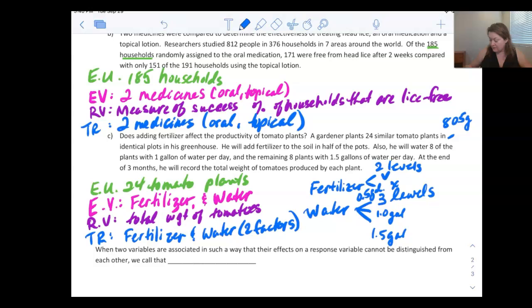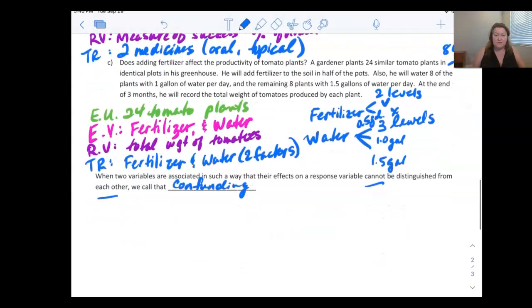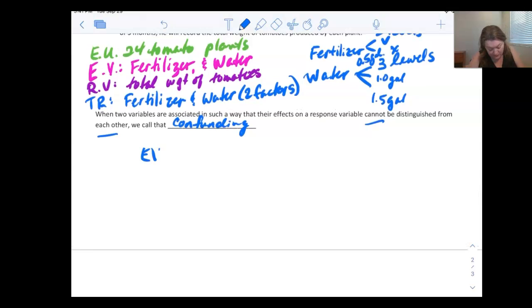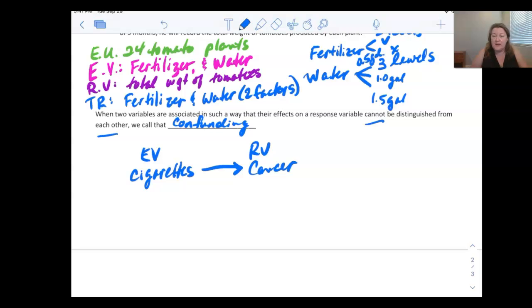All right, last thing we're going to do is when two variables are associated in such a way that their effects on a response variable cannot be distinguished from each other, we call that confounding. So let's give you an example so you know what the word confounding means. A while back there was a humongous court case about whether tobacco products, specifically cigarettes, cause cancer. So the explanatory variable was, do cigarettes cause cancer? Response variable, cancer.